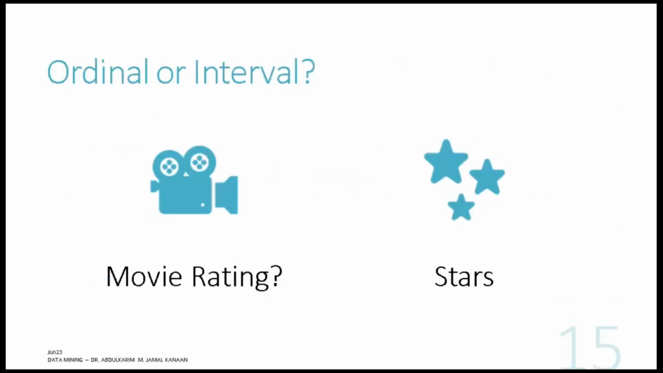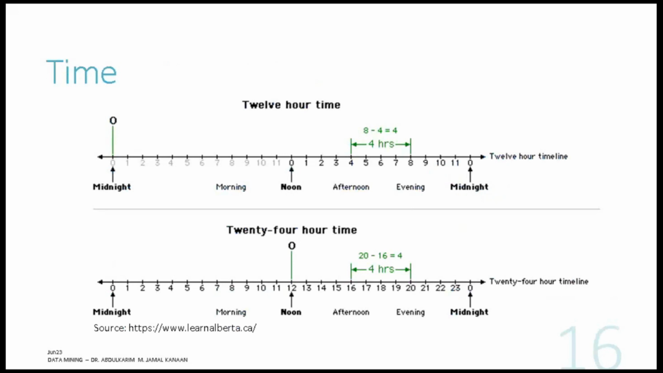So yesterday we discussed movie rating, and we said this one is ordinal, right? Because if it were interval, then addition and subtraction must be meaningful. But we cannot sum the ratings of two movies. We cannot subtract the ratings of two movies, correct? It's meaningless. It doesn't mean anything. So it's ordinal.